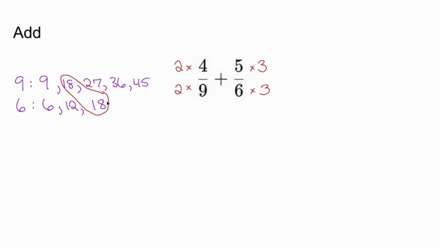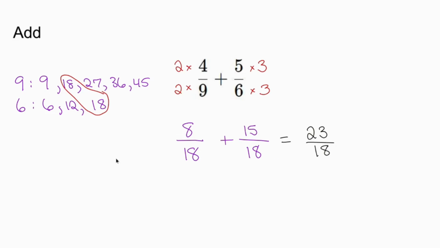So now, my left fraction is 4 times 2, which is 8, over 2 times 9, which is 18. My right fraction is 5 times 3, which is 15, over 6 times 3, which is 18. Now we have the same denominator. When adding fractions with the same denominator, add the numerators. 8 plus 15 is 23, and 18 stays 18. Keep the denominator the way it is.